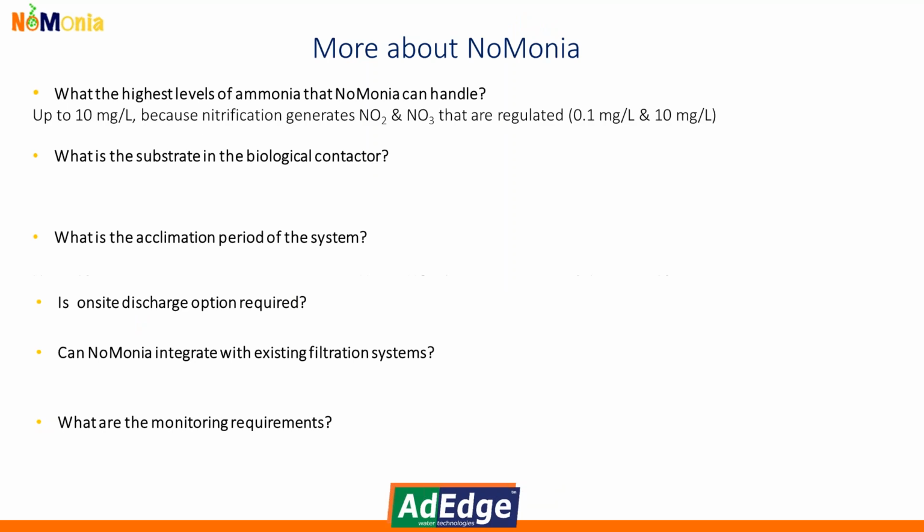So a couple of just quick questions that we commonly get: what is the highest level of ammonia that you can treat? And it would be up to 10 milligrams per liter, obviously, because we can convert that over to nitrate. Obviously, you wouldn't probably treat it if you had 10 milligrams, because you would then be at the MCL for nitrate. But, you know, there is a potential to go up that high.